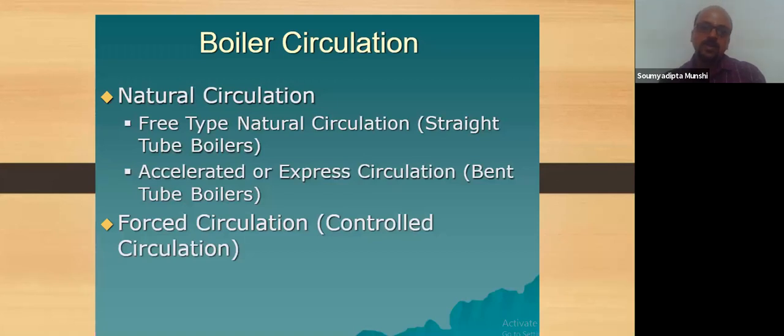A third type of circulation is used somewhere nowadays. This is called the combined circulation system, which means the process that follows both the natural circulation and the forced or controlled circulation system. In your syllabus, basically you have to know about the natural and the forced or controlled circulation systems.